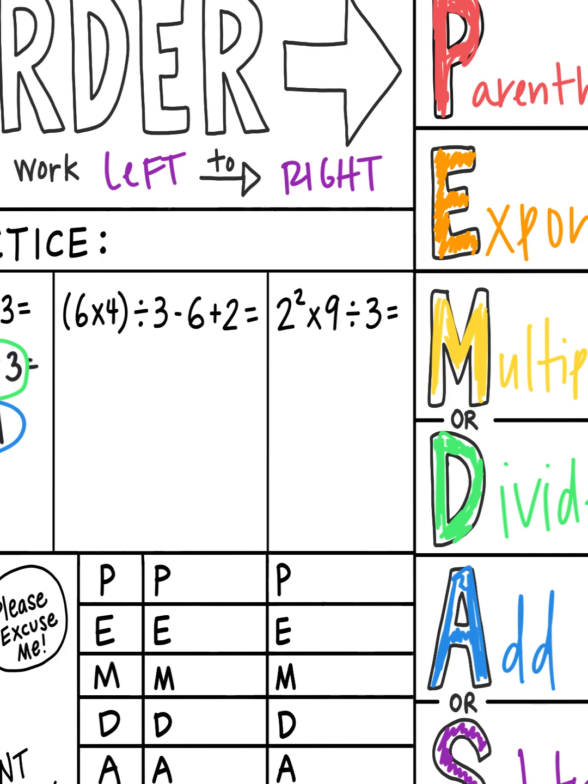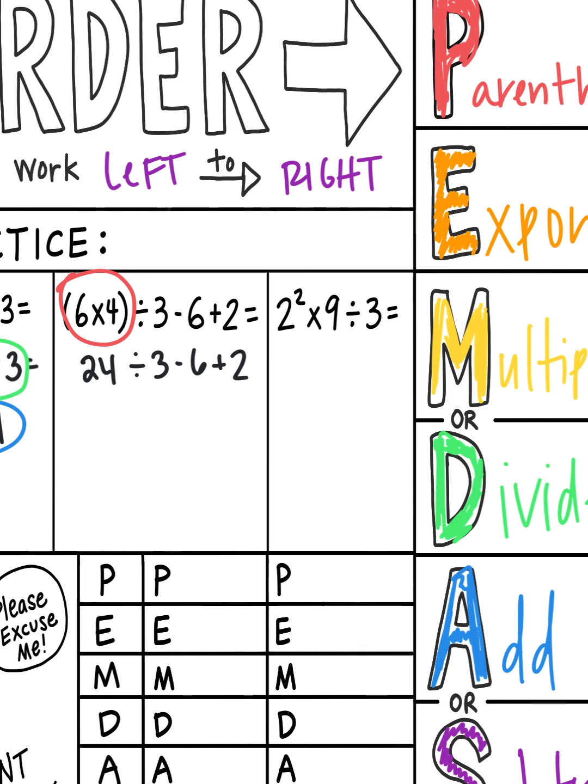Okay. Next, I'm going to go back through my order of operations. So do I have any parentheses this time? Yes, I do. Okay, so I want to make sure that I solve my parentheses first. What is 6 times 4? 24. And then I bring everything else straight down. I haven't done anything with these yet, but I'm going to rewrite it all so that I don't leave something out. Okay, now what will I do next?